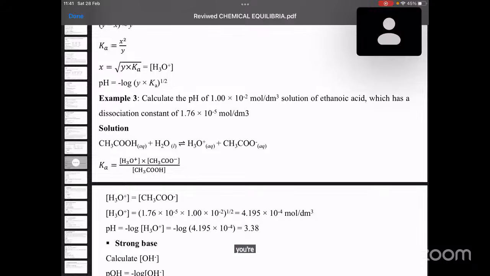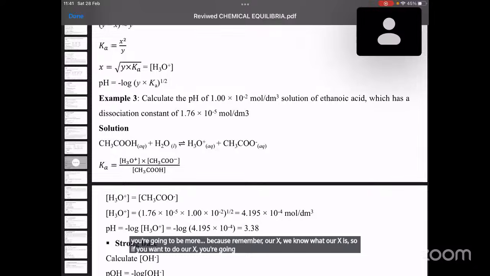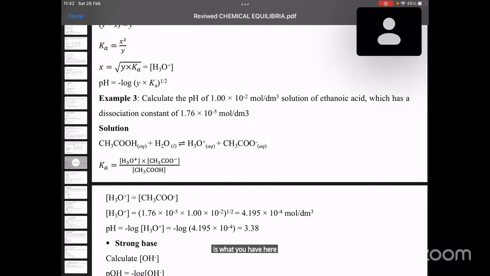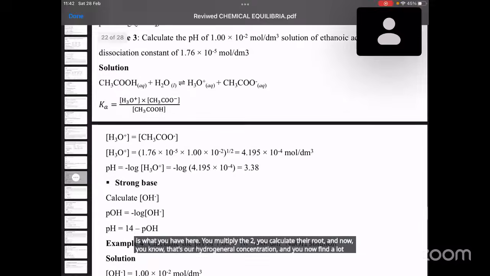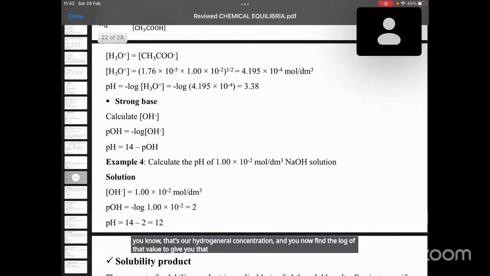Remember, we know what our X is. So if you want to find our X, you multiply these two together and take their root. And that root is going to be our hydrogen ion concentration. That's what is done here. Our hydrogen ion concentration is what you have here. You multiply the two, you calculate their root, and now that's our hydrogen ion concentration. And you now find the log of that value to give you the pH.